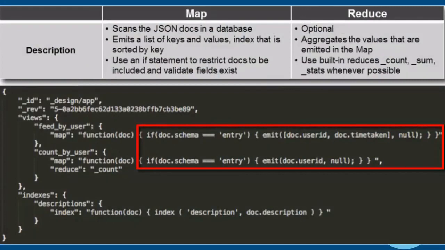The JavaScript functions that define the view are stored in a design document. During the map phase, the cloud scans the JSON documents in the database. It emits the list of keys and values and builds an index sorted by key. You can use if statements to restrict which documents will be included and validate that certain fields exist. Then there comes a reduce phase, which is optional unless you want to do analytics on the values from the map. If you are only doing lookups that are based on a key or a range of keys, you can omit the reduce phase.